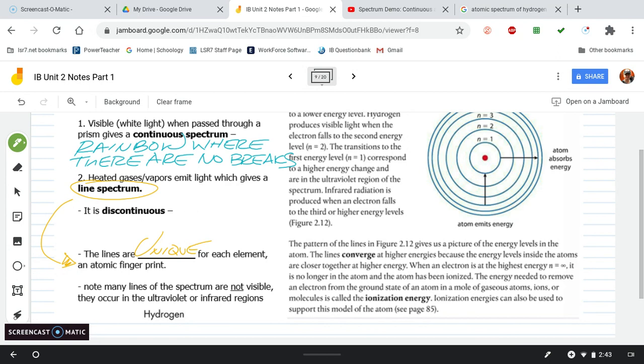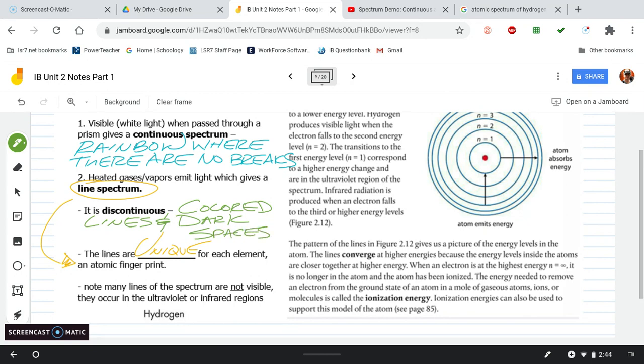So you're going to have colored lines and dark gaps or spaces. And I'll show you one of these here in a minute.